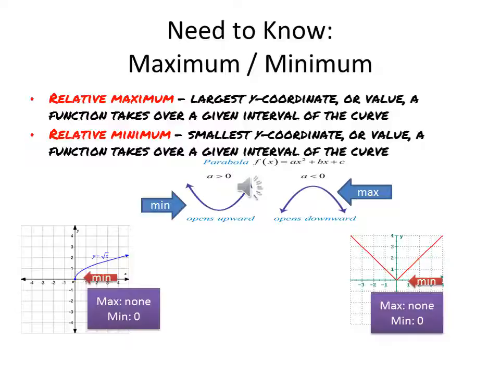If we look at the absolute value function, we have no max because the curve is open upward, but we have a min at 0. And if we also notice the square root, we have a min, but we do not have a max.